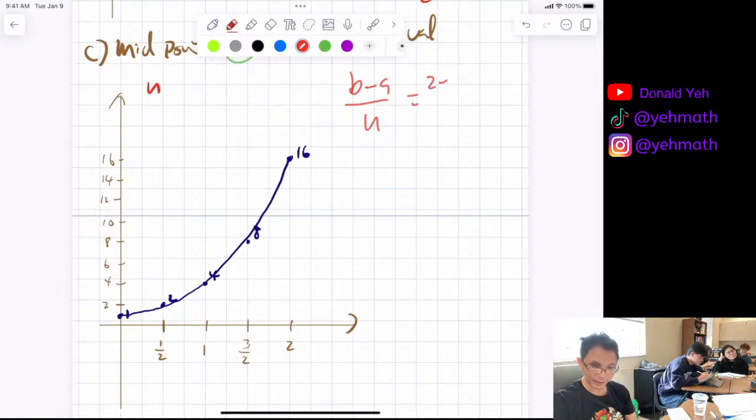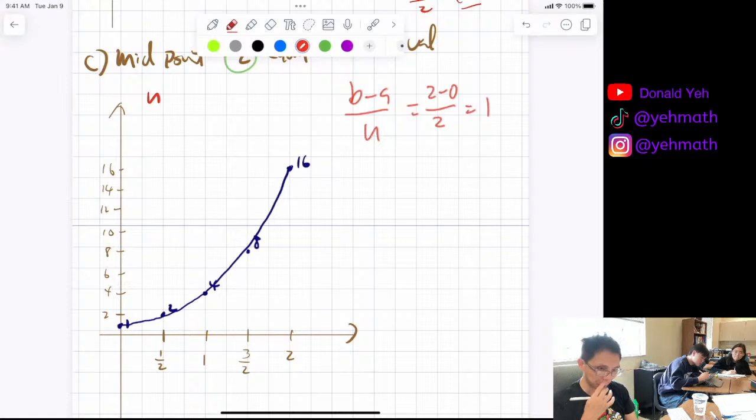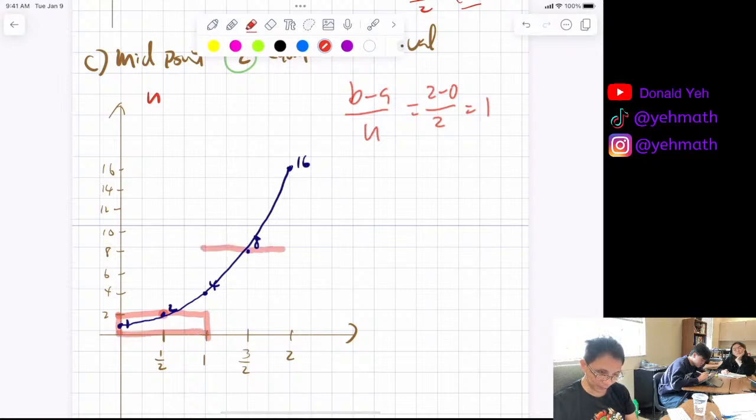2 minus 0 over, well, we said we have 2 subintervals, so that's 2. That means each rectangle is going to have a width of 1. Because I cannot do 4, I don't have the value right in between, so that's kind of hard. What we're going to do is use the midpoint. The midpoint's interesting because I'm going to use the middle of this point, throw it out. I was hoping that over and under are going to cancel each other.